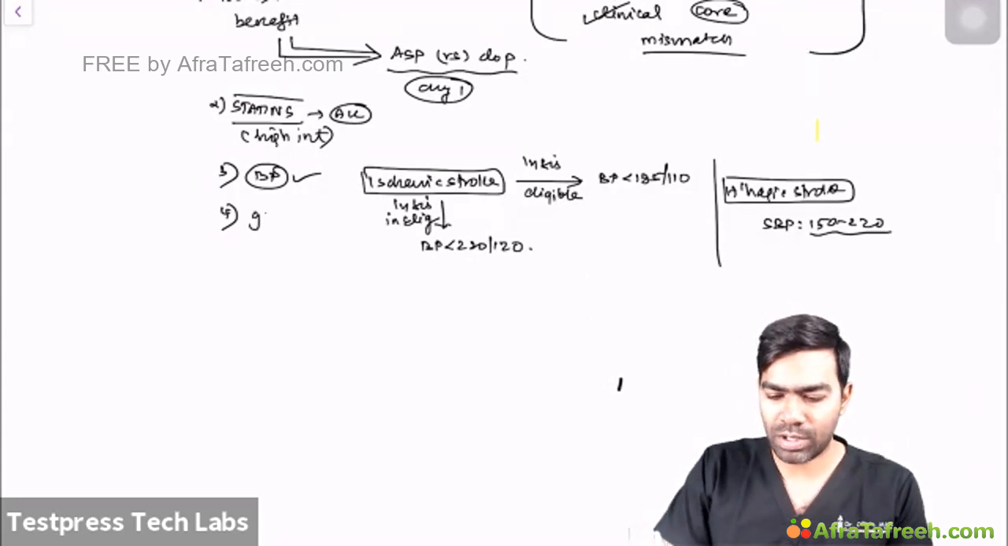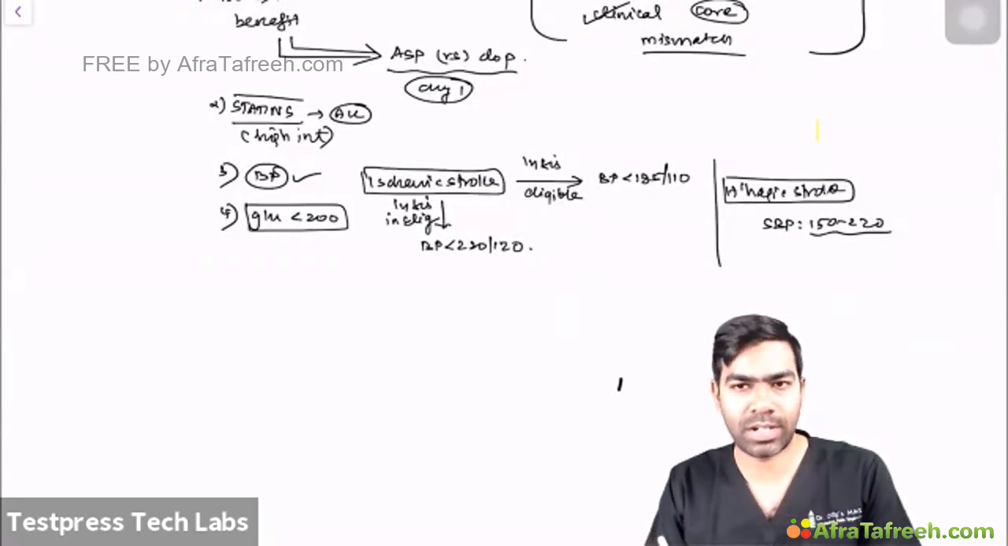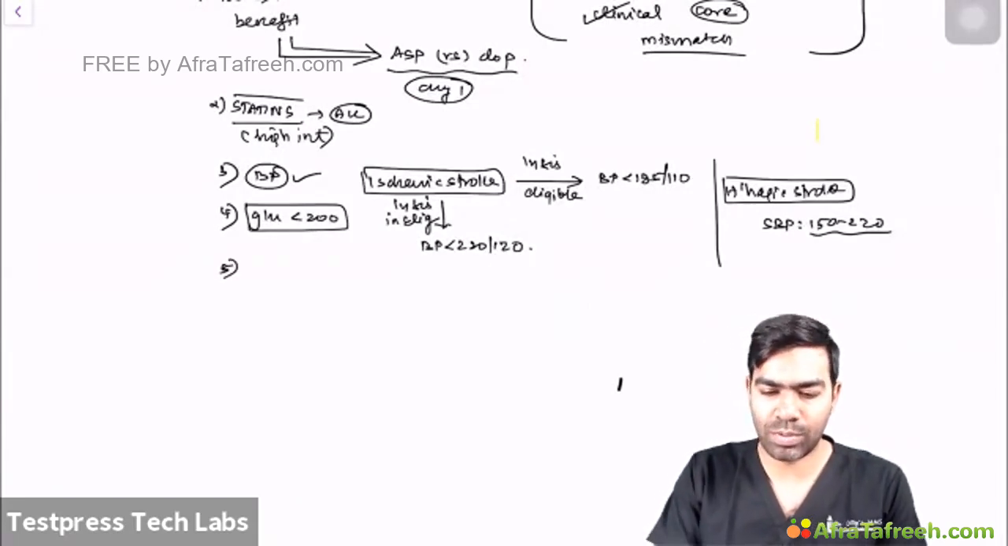And target blood sugar less than 200, but avoid hypoglycemia. Hypoglycemia has a worse consequence, especially in ischemic stroke. So target glucose should be less than 200.